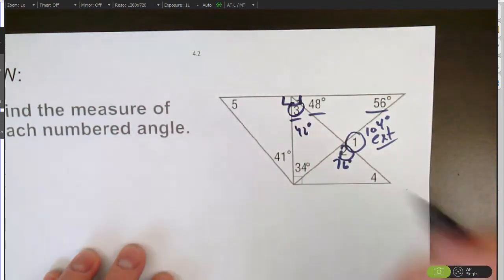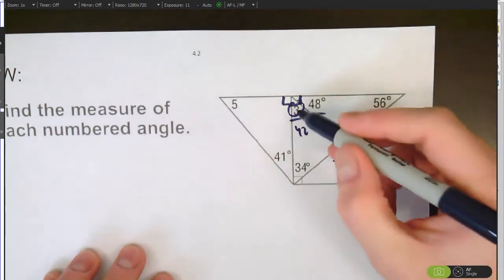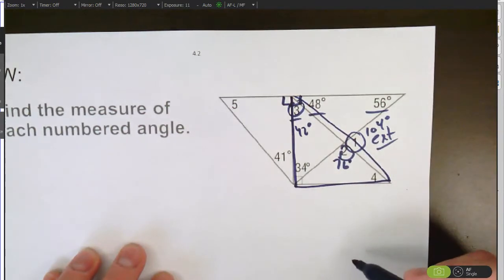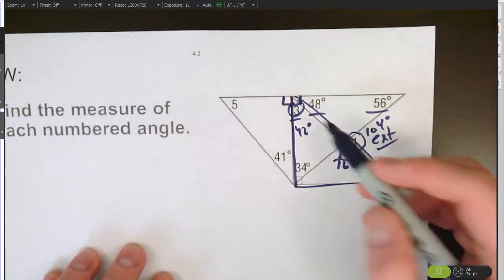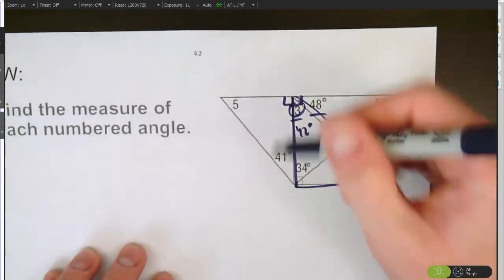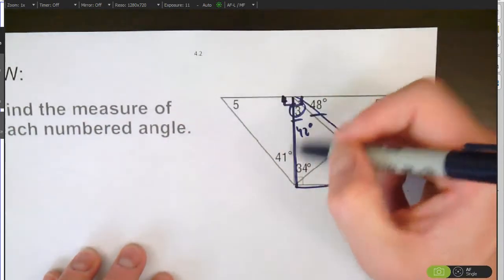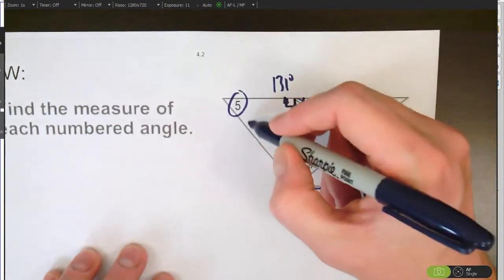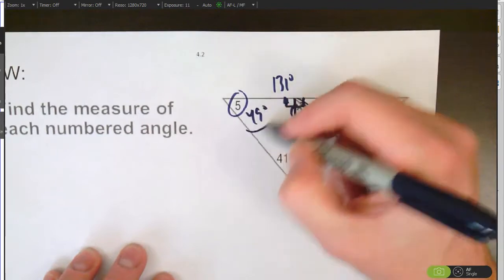So together gives us that. Well, then if we know this is 42 degrees, hey, 3 and 4, they make up two angles of a right triangle. So they also have to add to 90. So if this is 42, that means angle 4 is 48. And then 5 is easy because we know this is 90, we know this is 41, so we have 131 degrees. 5 is the leftover, that means it has to be then 49 degrees.